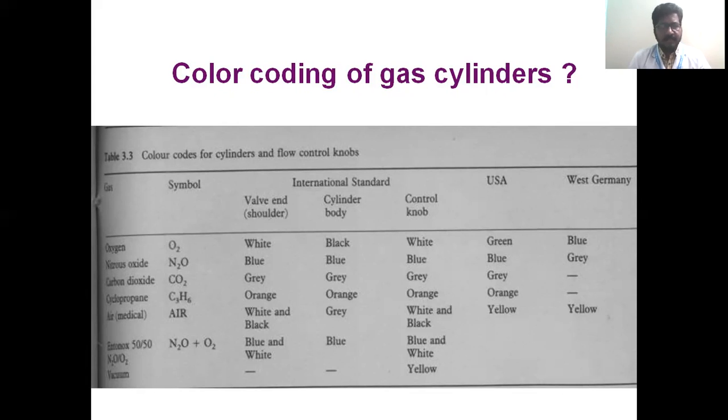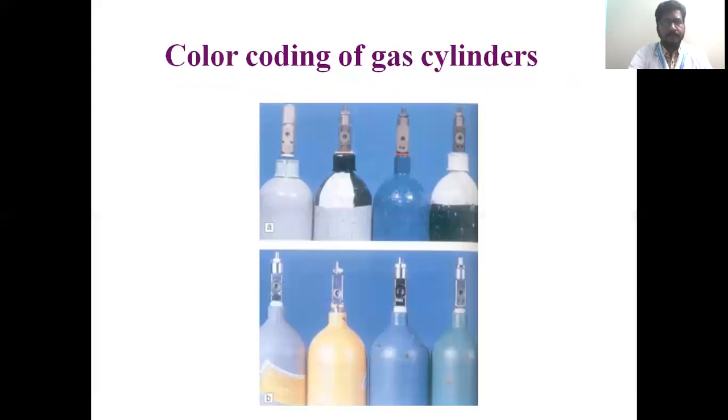For oxygen, it is black body with white shoulder. And for nitrous oxide, it is blue body with blue shoulder. And for carbon dioxide, it is gray body with gray shoulder. And for cyclopropane, it is orange body with orange shoulder. And for medical air, it is gray body with white and black shoulder. And for NTNOx, it is blue body with blue and white mixed shoulder. This is the color coding of the gas cylinders, as you can see in the picture.